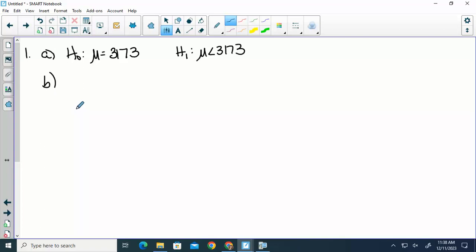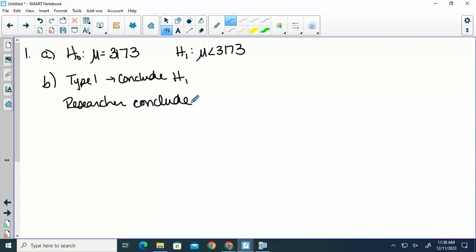All right, so part B, a type 1 error. So the error is what we've kind of struggled with interpreting. Remember, type 1 means you conclude the H1. The ones go together. But it's an error. So it would be like the researcher concludes the mean has decreased. But it has not.